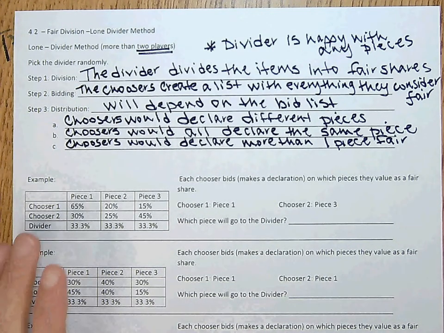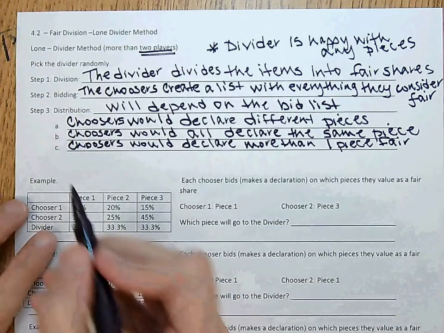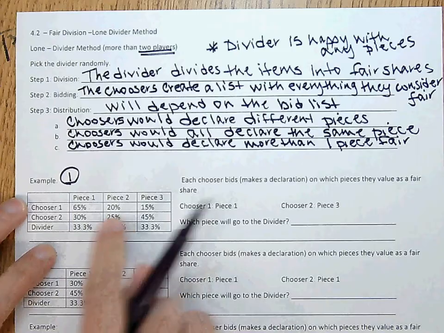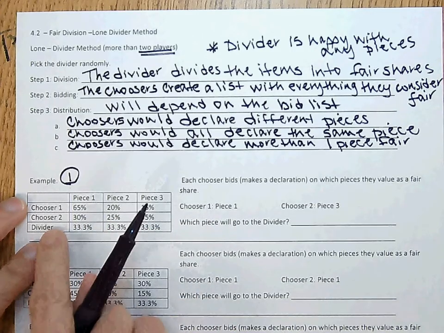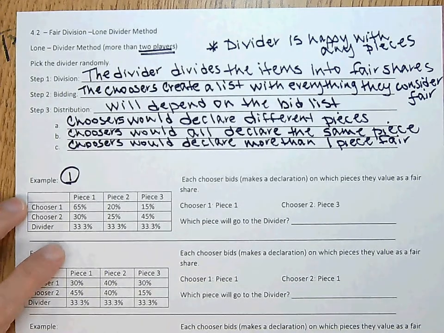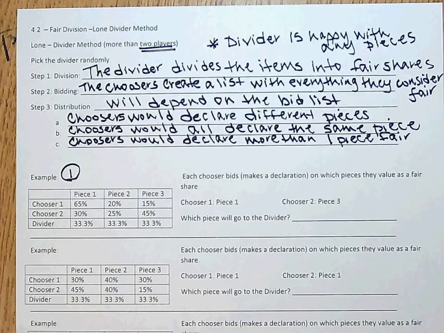In this first example, example one, we have the divider and two choosers, so there's three players here. Since there's three players, if we're dividing a piece of cake or a whole cake, we would want to divide it into three parts. If there's four of us, we would want to divide it into 4 parts. If there's 10 of us, then we would want to divide it into 10 parts.